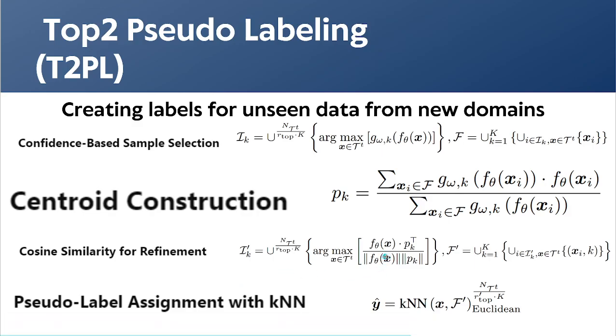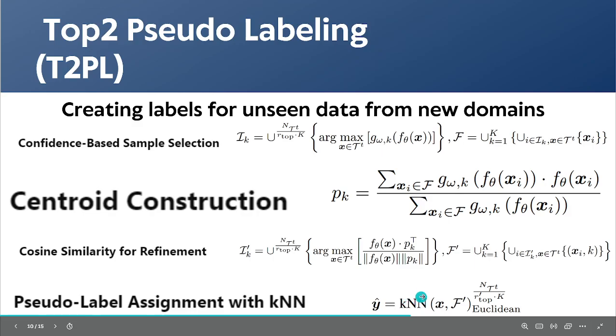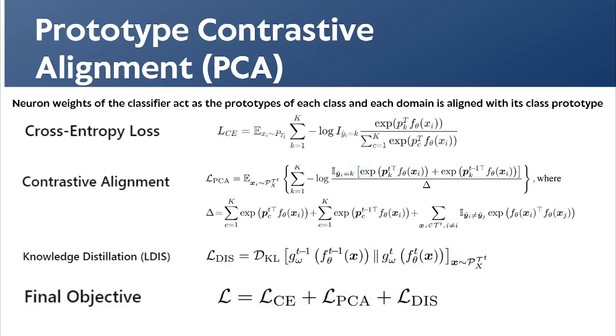Finally, after we have got our refined set of data points that are representative of each domain, we then use our k-nearest neighbor algorithm to assign the pseudo label to each incoming data point.